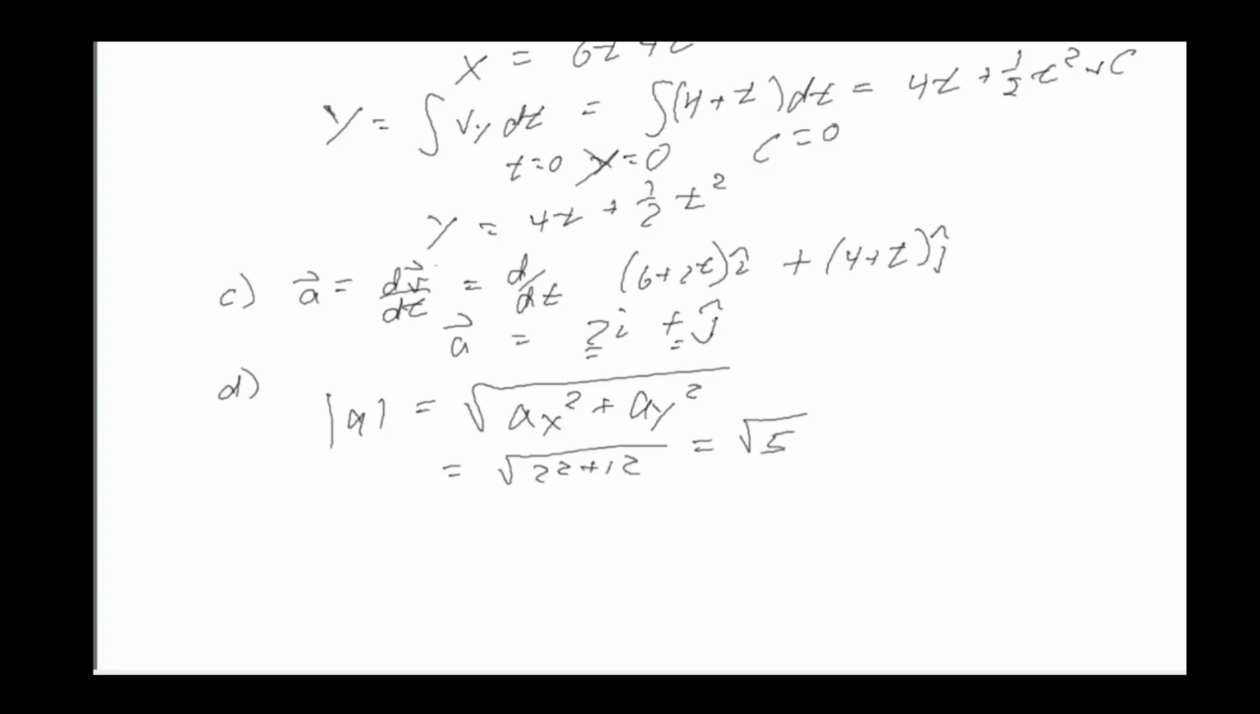We also want to know what the direction or angle with the x-axis the acceleration is. Well, we know that tan theta is equal to ay over ax, which in this case is equal to 1 over 2. And using the arctan, we will find that we get an angle of theta equal to 26.6 degrees.